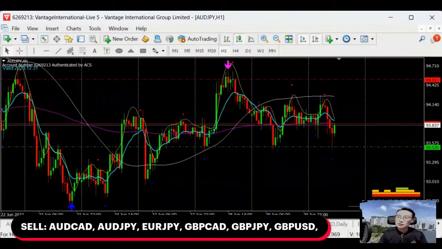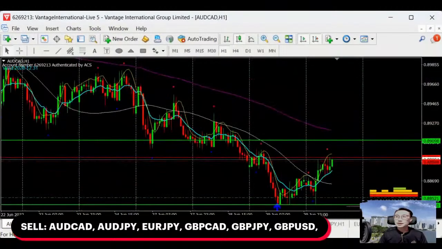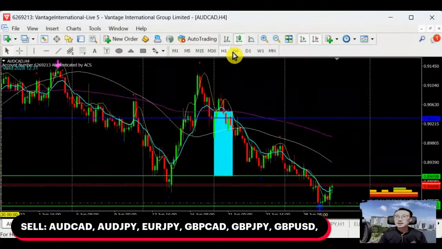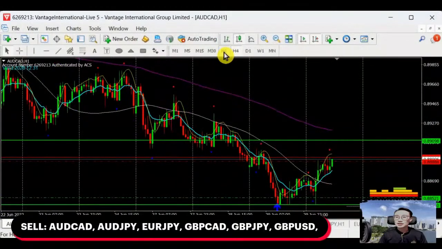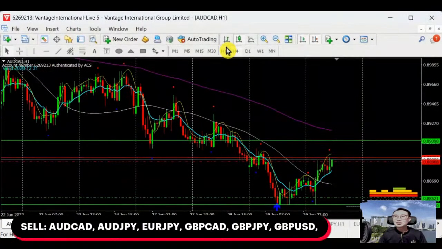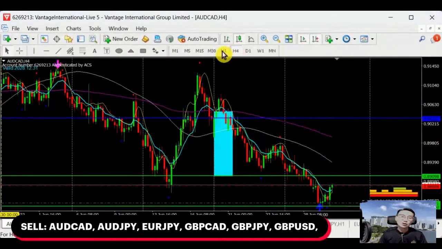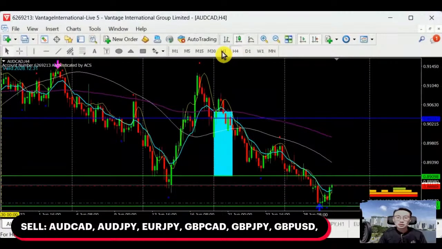Right, so Aussie CAD, let's take a look at Aussie CAD. Aussie CAD seems like still testing on the resistance. Aussie CAD, Pound CAD, they are all very near to the resistance already. So we just need to wait for the next hour to see how it's going before we take a trade.